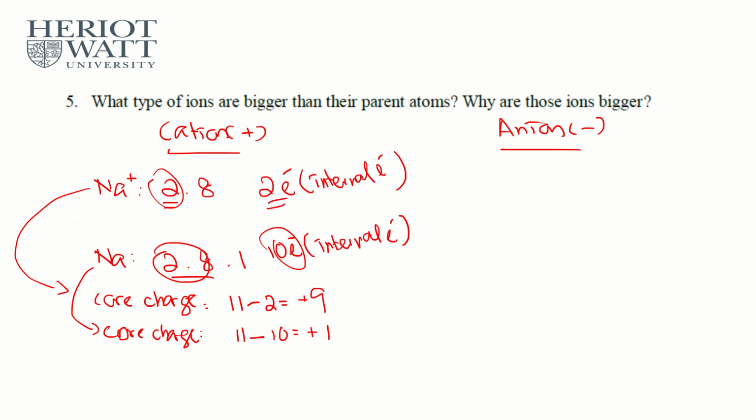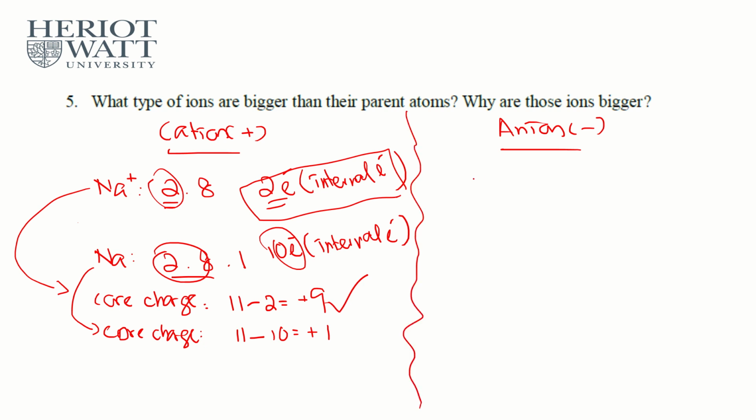Now, in conclusion, the sodium ion has a higher core charge and lower shielding effect. Less repulsion, stronger attraction. Hence, the answer is that sodium ions will always be smaller than their parent atom, which is the sodium atom. This is for positive ions. Now let's look at negative ions.